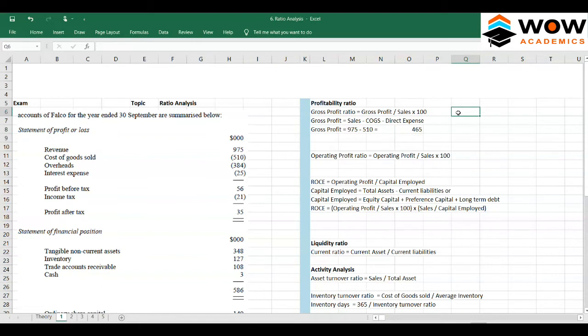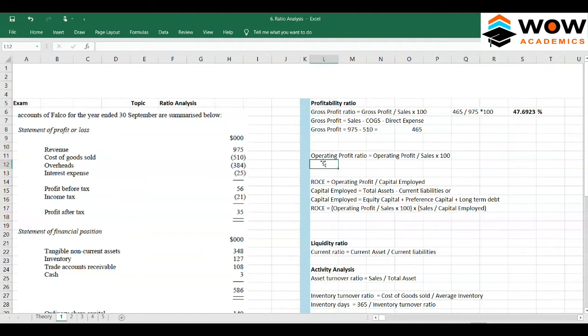I think we can compute here. So it is 465 divided by 975, into 100. Let's get the answer. So the answer is 47.6, and that's a percentage. Why didn't we take the overheads? See, overheads is an indirect expense, so we should not take indirect expenses here. That's why we have not taken it.